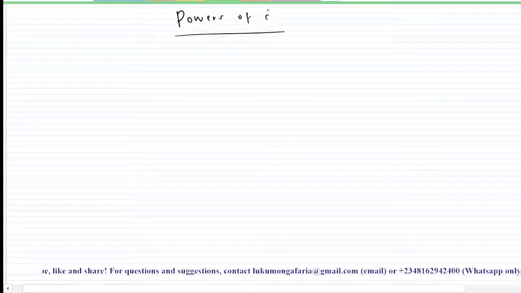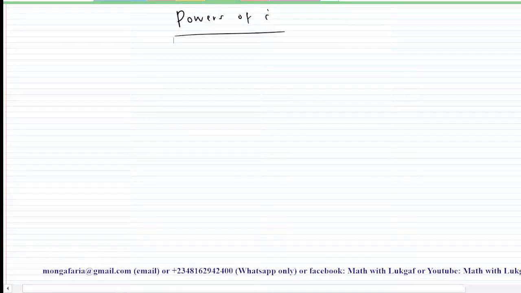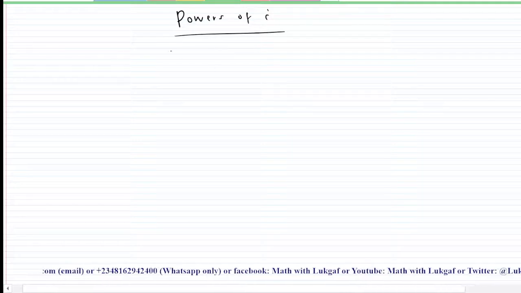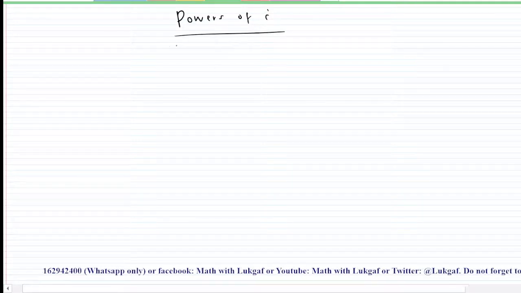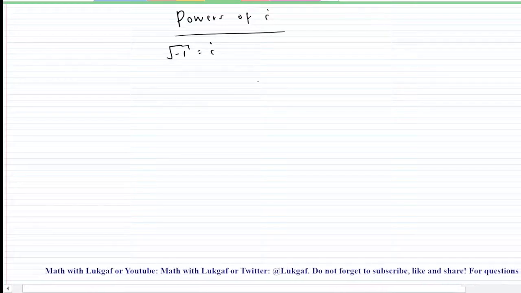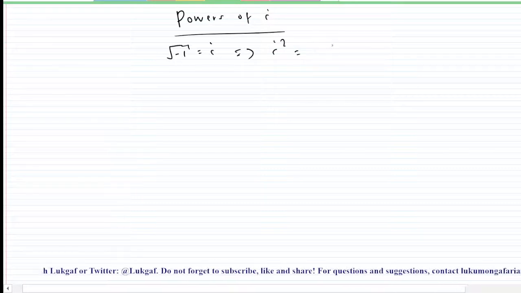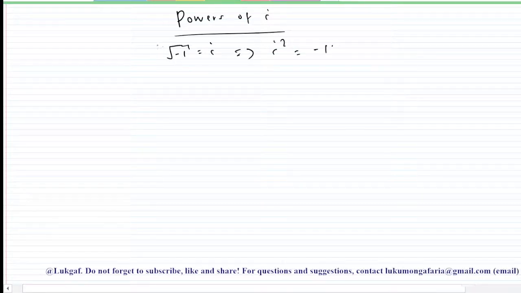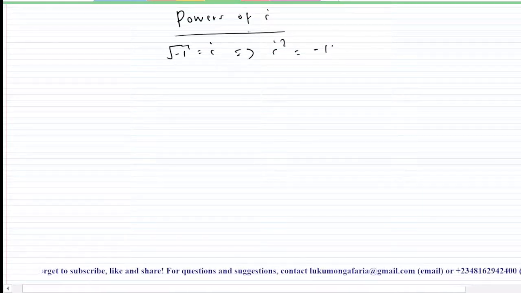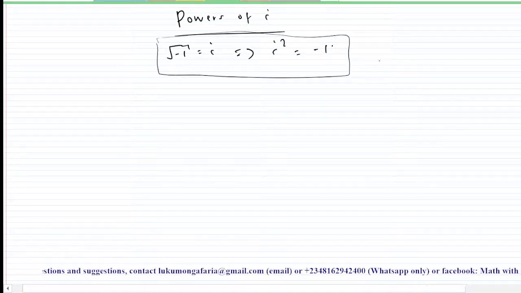Don't forget, in the previous video, I derived and explained what complex numbers are. In essence, I said when you have the square root of -1, it is i, which also implies that i squared is equal to -1. Please put this at the back of your mind because we'll be using it in subsequent videos.